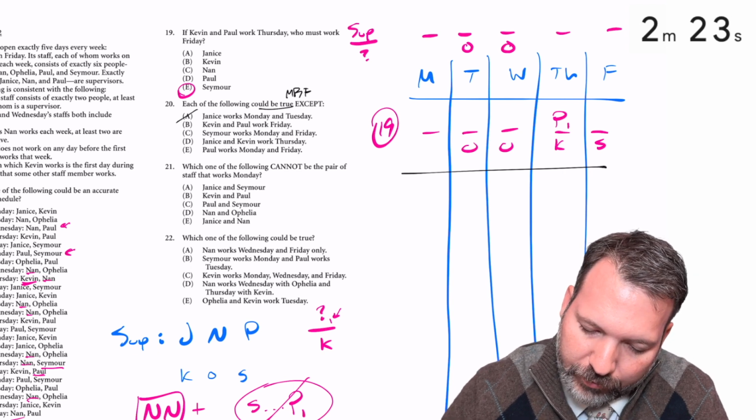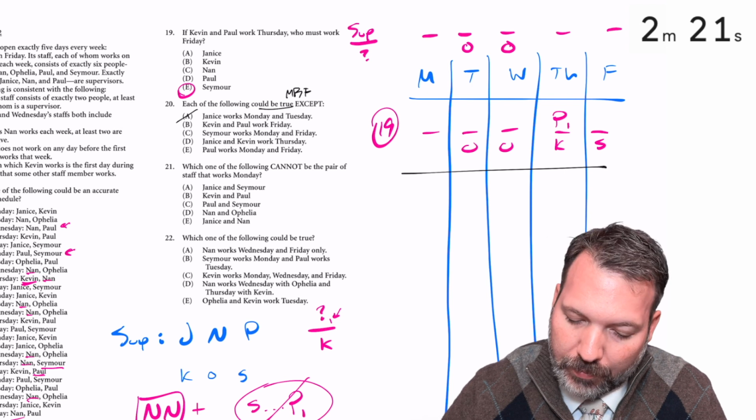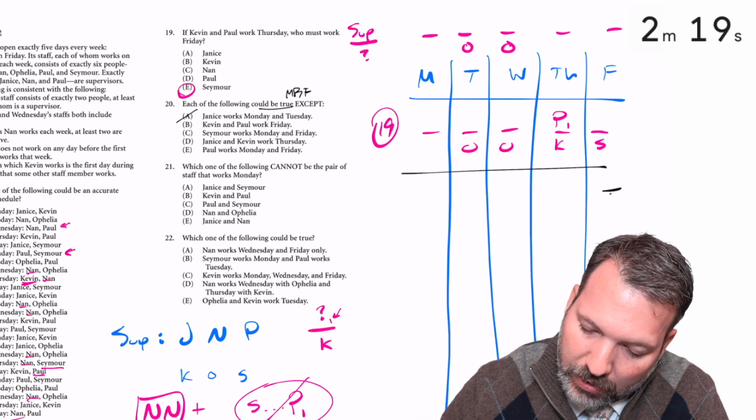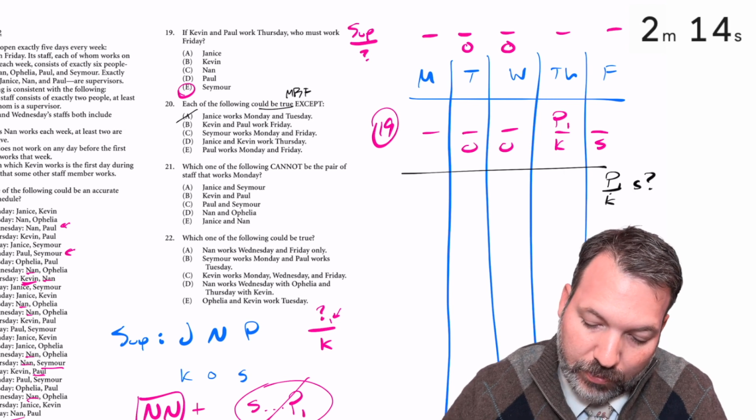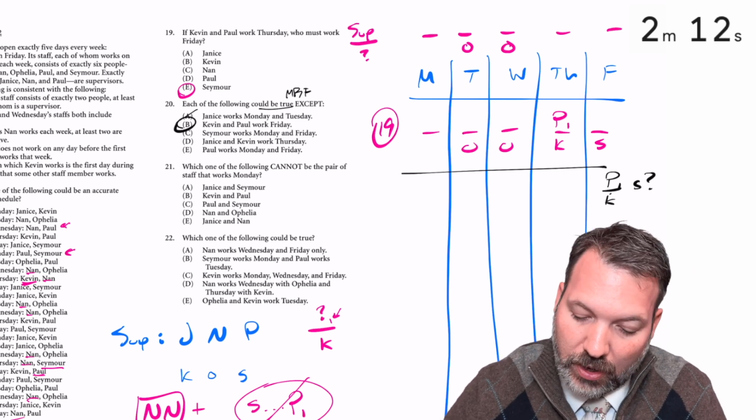Kevin and Paul work Friday. That's a problem. If Kevin is on Friday with Paul, that's Paul's first day, and now there's no room for Seymour, so that is not possible.